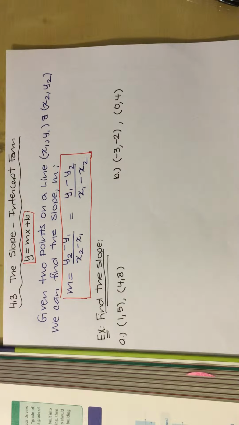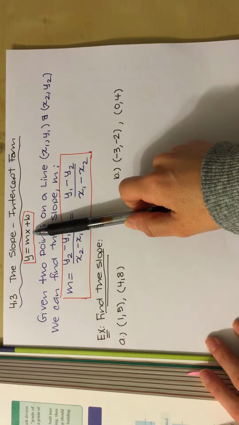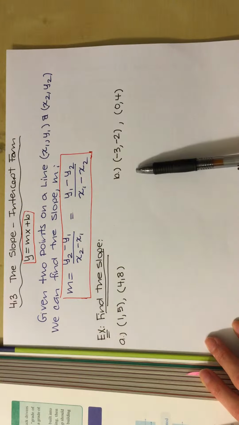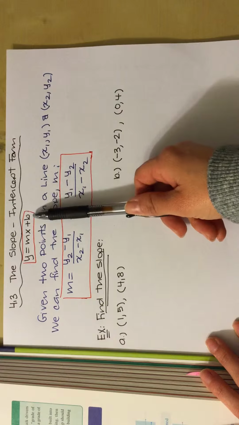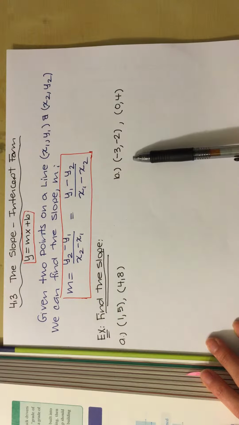Section 4.3, the slope-intercept form. Slope-intercept form represents the equation y equals mx plus b. So using this equation, we're going to learn how to graph a straight line using the slope m and the y-intercept b. First, let's review how to calculate the slope of a line.